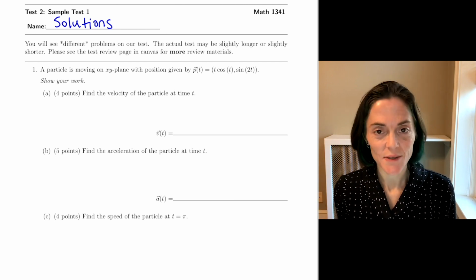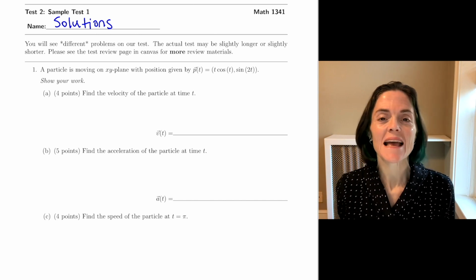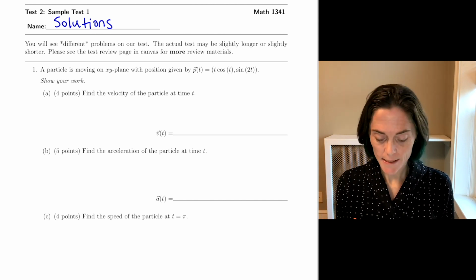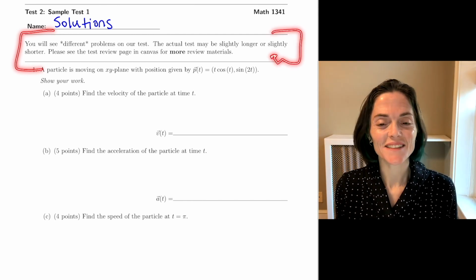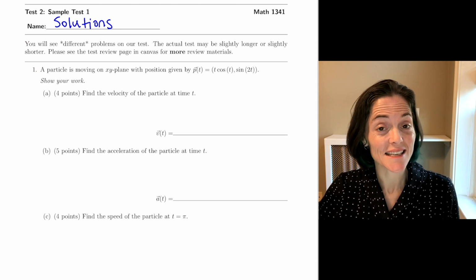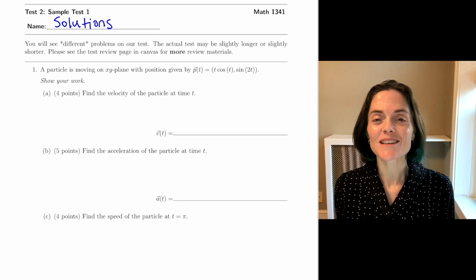Hello, Calculus 1 students. This is the first part of our review for our second midterm. We will be going over a sample test. We will see different problems on our actual test, so make sure you see Canvas for more review materials. But let's get started with number 1.